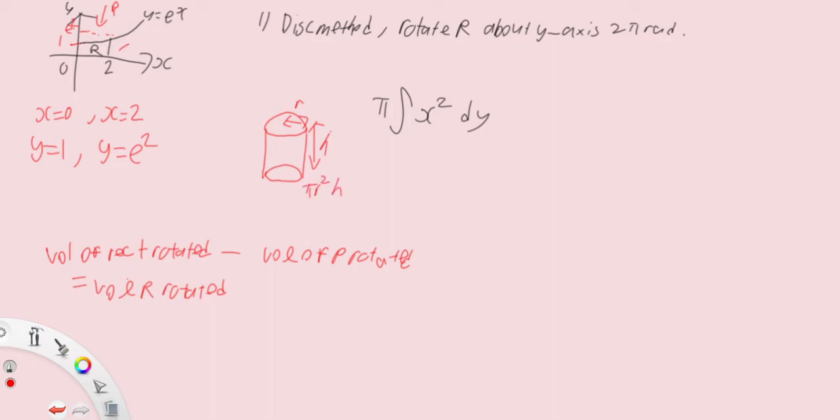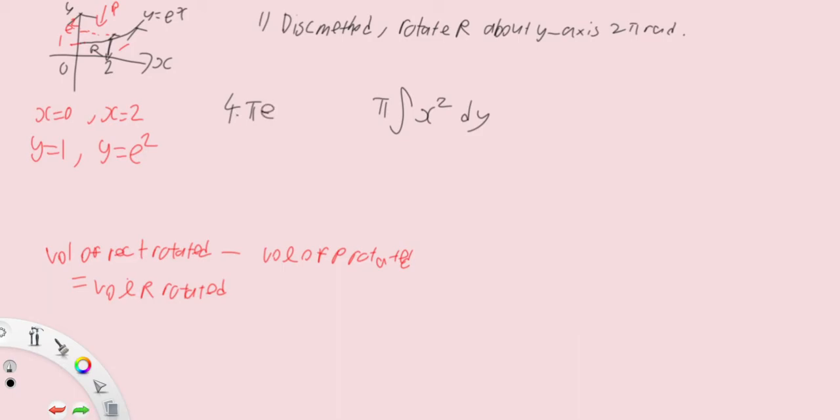In this case, what is the volume of the rectangle? It is simply pi. R is 2, right? Because you notice that the radius from here to here is 2, from 0 to 2. So 2 squared is 4. What's your height? Your height is from here to here, which is e squared. So we have 4 pi e squared.